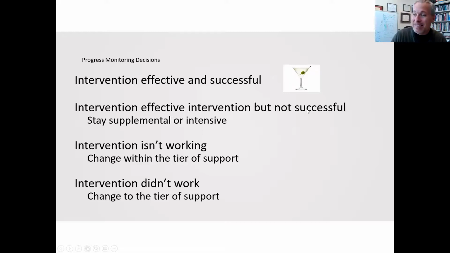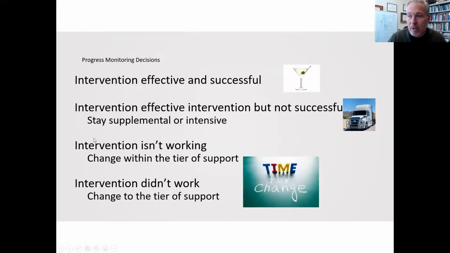Intervention effective but not successful means, yeah, he's getting there. It's all those other kids making good progress, just not where they need to be yet. When that's the case, just keep on trucking. Just keep doing what you're doing. The last two suggest that change is needed. The intervention isn't working means the kid's not making sufficient growth. That's those 4 kids I talked about earlier whose slope was below 1.16.